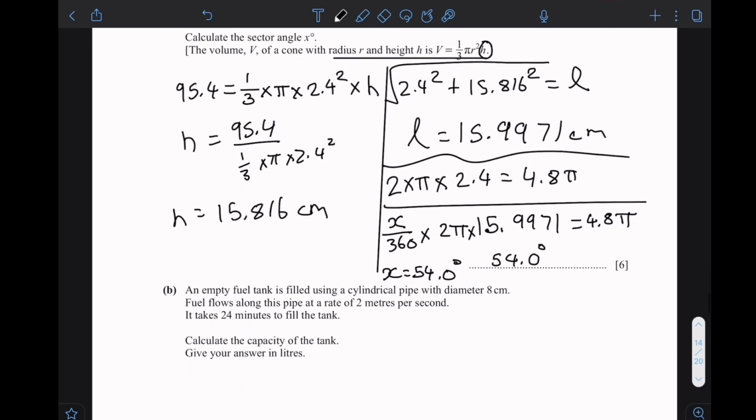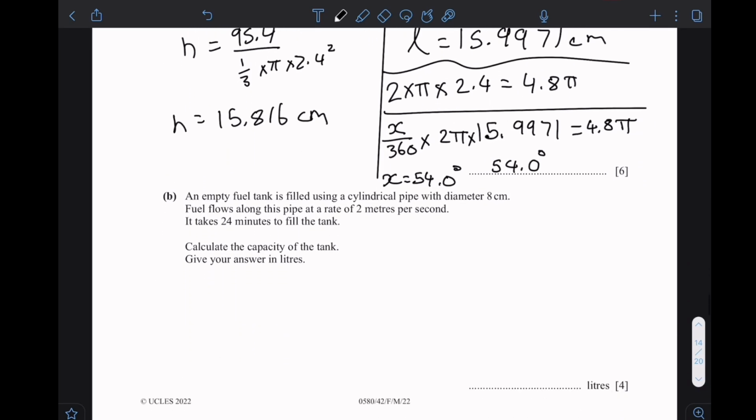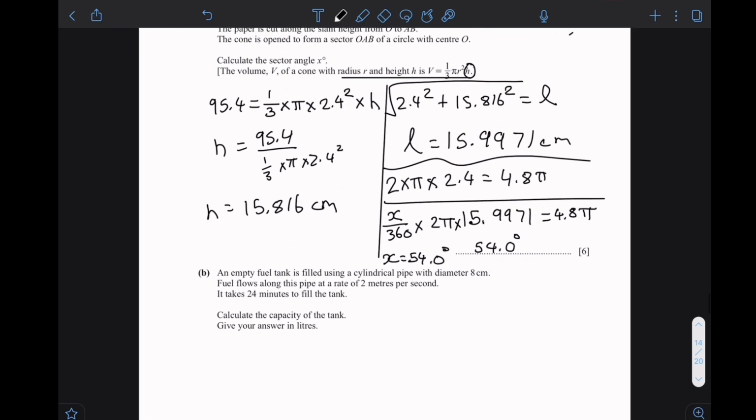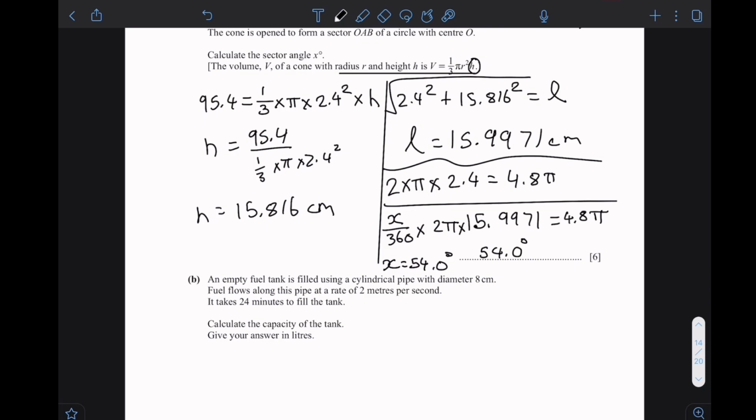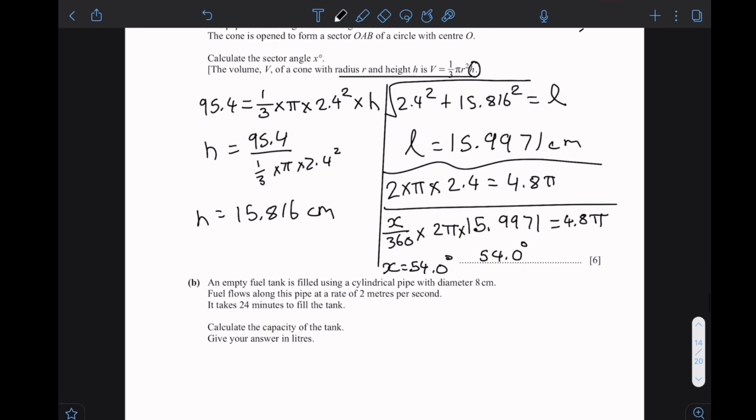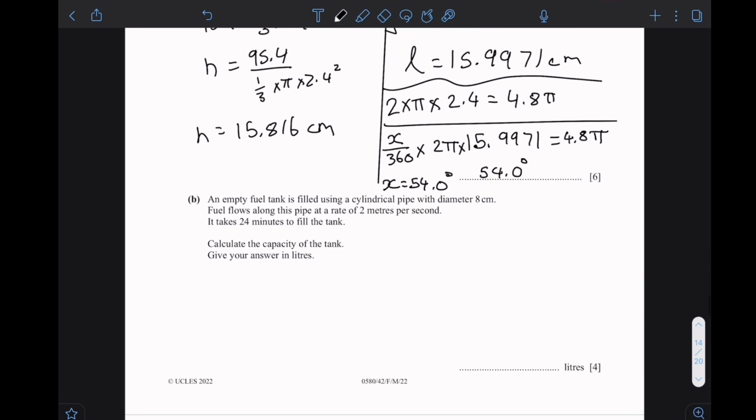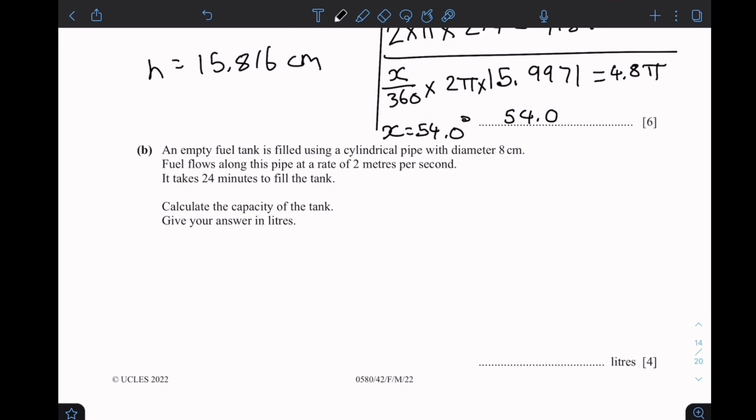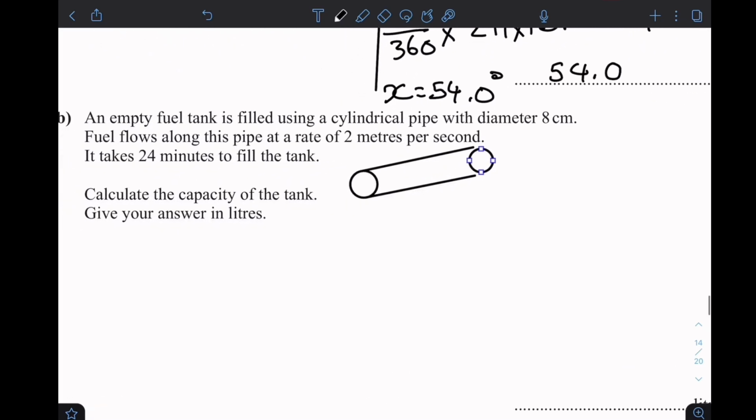and that's the answer. Next, an empty fuel tank is filled using a cylindrical pipe with the diameter 8 centimeters. Fuel flows along this pipe at a rate of 2 meters per second. It takes 24 minutes to fill the tank. Calculate the capacity of the tank. So basically, there's a cylindrical tank. Okay. Sorry about that horrible drawing.